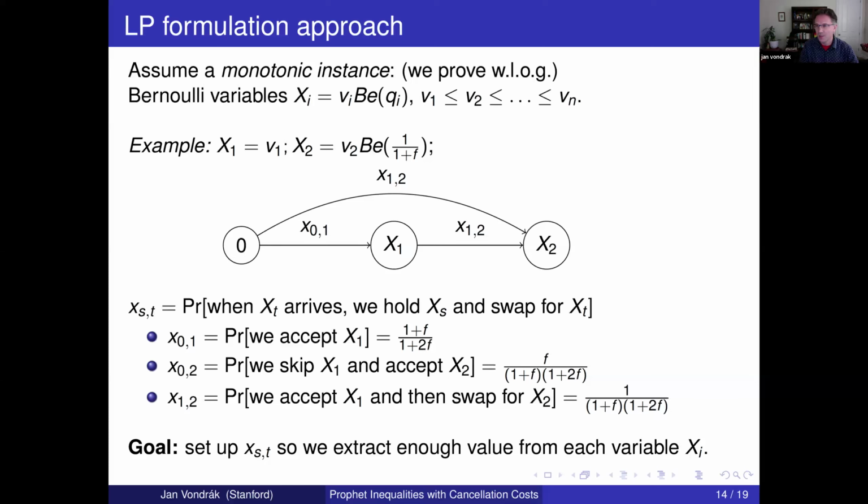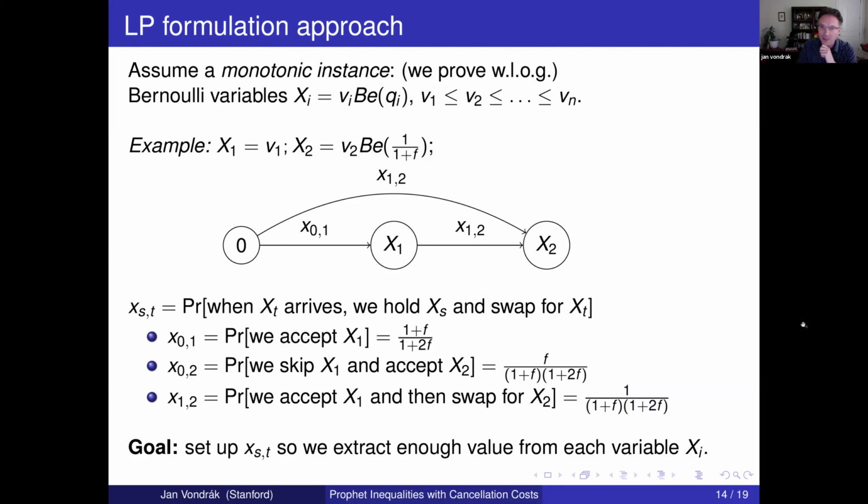Now, how do we set up the LP? First, let's assume for simplicity that we have what we call monotonic instance, where we have a sequence of Bernoulli variables. Each of them attains either 0 or some positive value, and the positive values are also monotonically increasing. We actually prove that this is the worst case, that we can reduce to this instance. So let's just assume that the instance looks like this. In particular, the hard instance on two variables is an example of that. There's just two variables. Both of them are Bernoulli, and the second variable is bigger than the first one.